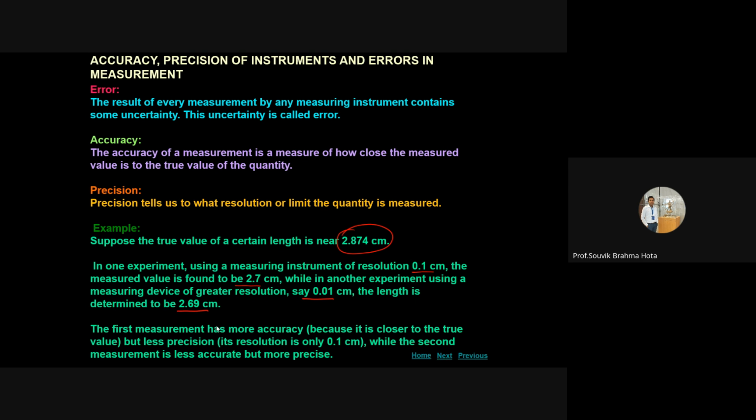While the second one is less accurate but more precise, because 2.69 is a more precise value: you have a resolution of two decimal places after the decimal, correct? So it has more resolution, but still it is less accurate because it is not very close to the true value.